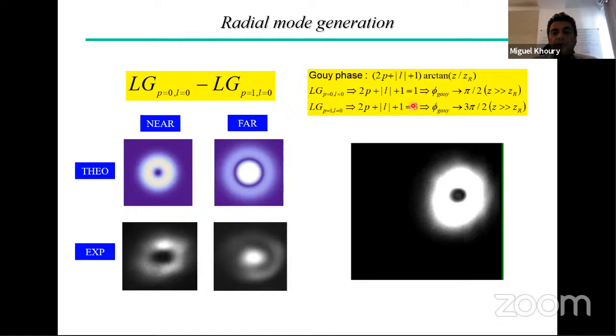It's a bit different from, for example, Sonja Franke-Arnold in Glasgow. She's observing exactly the same, and she has already published something about this generation of radial orders and so on, but in four-wave mixing. And she has a vapor cell several centimeters long. Then she cannot neglect it, and actually she says that the Gouy phase must be matched.